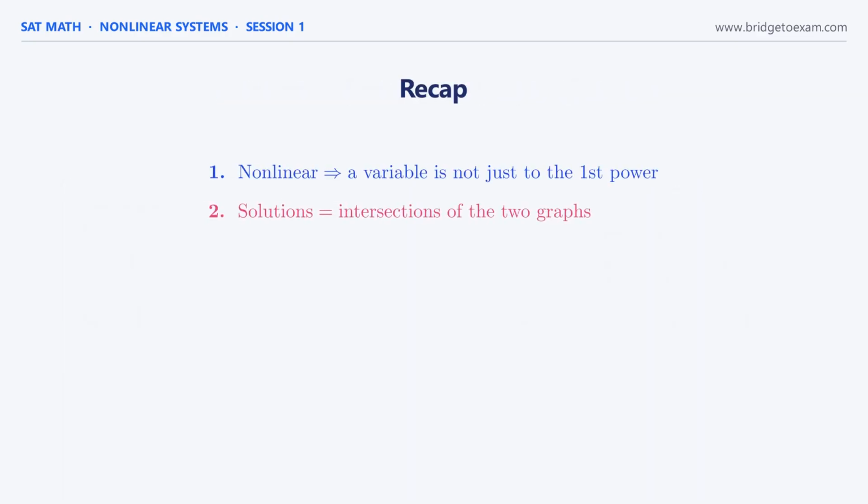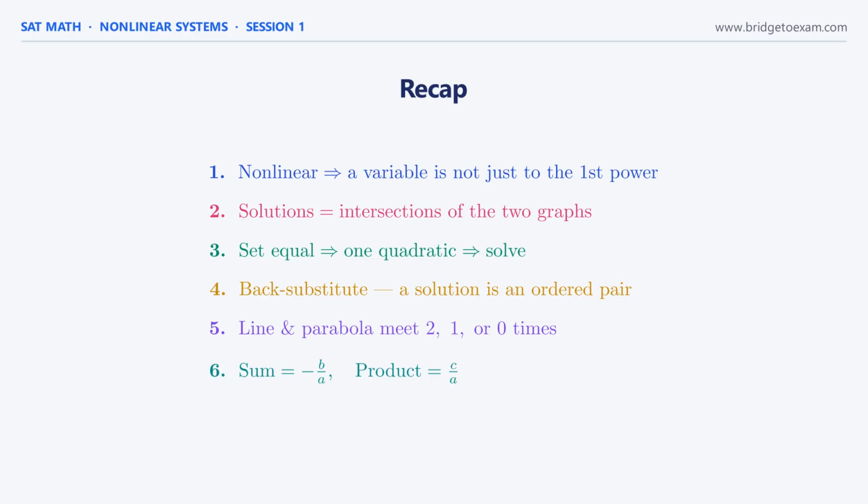Let's pull it together. Nonlinear means some variable is not just to the first power. Usually, it's squared. A solution is a point that works in both equations, which is the same thing as an intersection on the graph. To solve, set the two expressions equal. Collapse to one quadratic and solve it. Then, back substitute to get the y-coordinate, because a solution is an ordered pair, not a lonely x. A line and a parabola can meet twice, once, or never. And if the question only wants a sum or a product of roots, use Vieta and skip the factoring entirely.